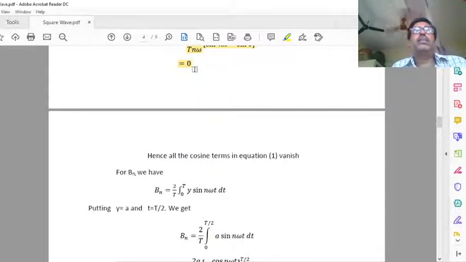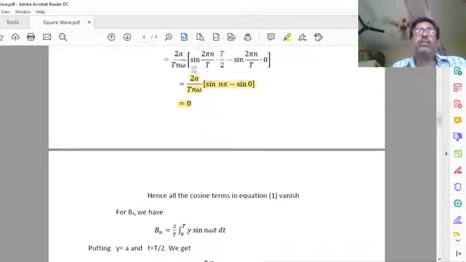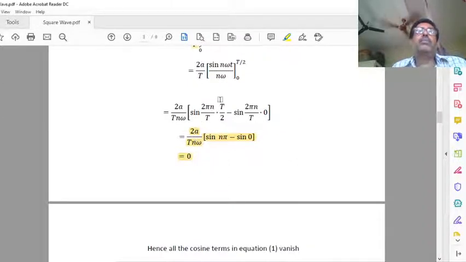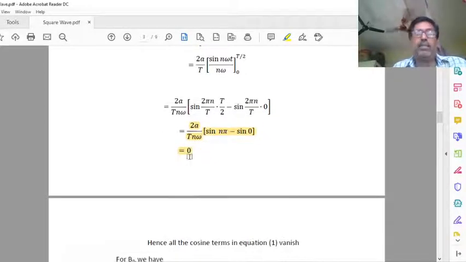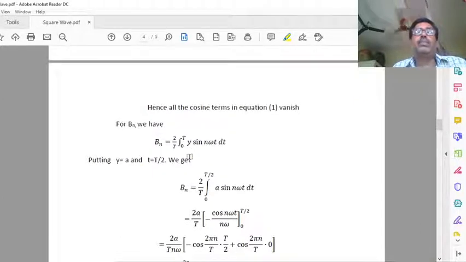It means cosine terms are absent from the graph of the square wave. In general, in Fourier theorem, there are a constant a0, cosine terms, and sine terms. But once we analyzed this square wave using Fourier's theorem, it is very clear that an is equal to 0, means cosine terms are not present. And that is why I have written here: all the cosine terms in equation 1 vanish.